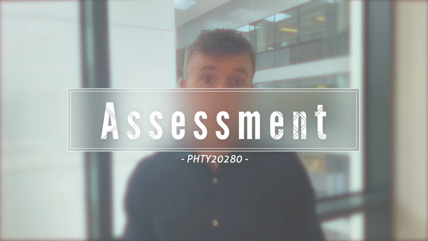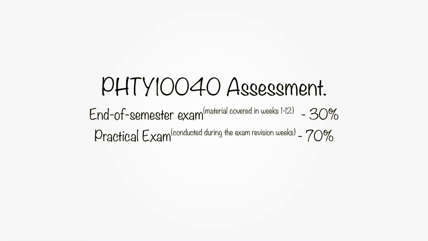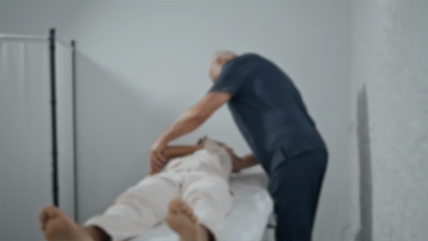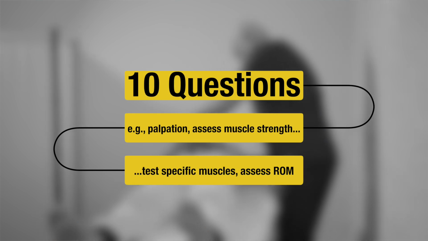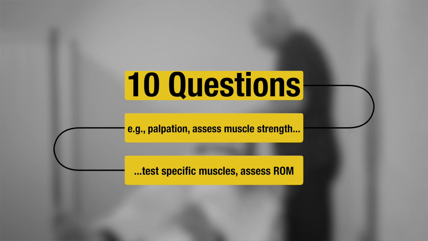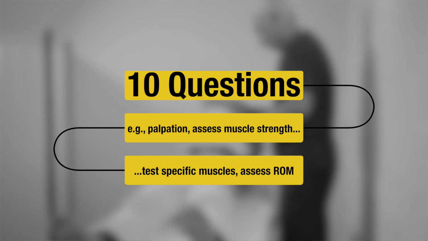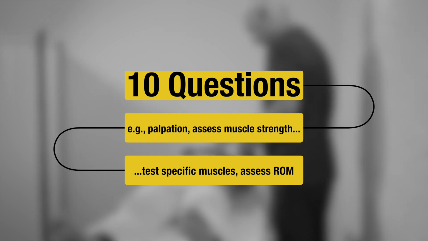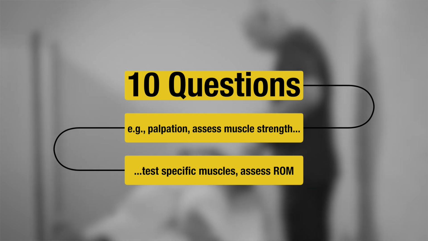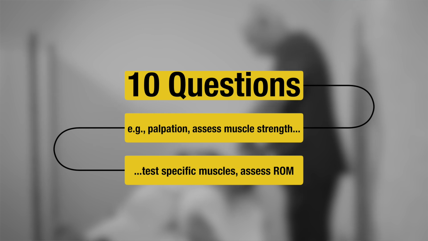When it comes to grading, you will basically be assessed in two ways. First, an online exam in week 12 covering all the theory delivered in the previous weeks, and second, via a practical exam. During that practical exam, you'll be asked a series of 10 questions that will involve applying the knowledge you learn in your practical classes. You could be asked to palpate a particular anatomical structure or assess your model's muscle strength. You could be asked to demonstrate different tests for specific muscle groups or measure the range of motion in a given joint.